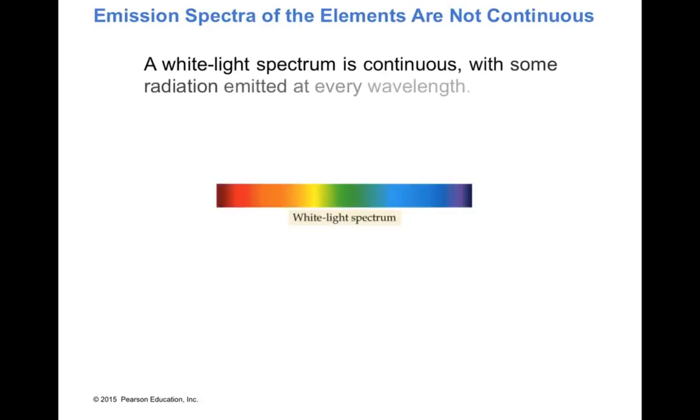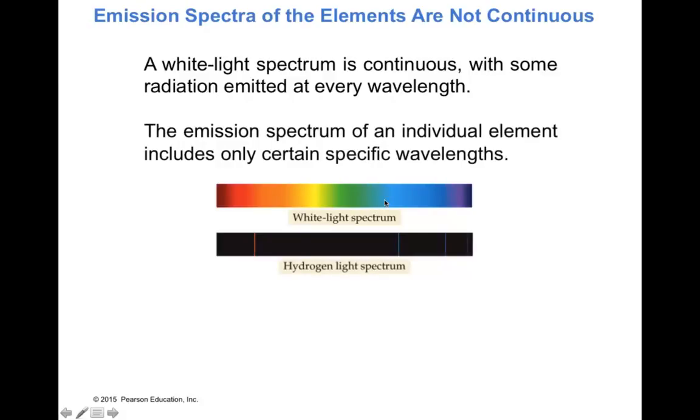The emission spectra of the elements are not continuous. For a white light spectrum, the spectrum is continuous, as we saw before, with some radiation emitted at every wavelength. We remember that we have the red one around 700 nanometers, and it goes all the way through the violet, which is around 400, but it's continuous. There is no interruption between the wavelengths or between the colors.